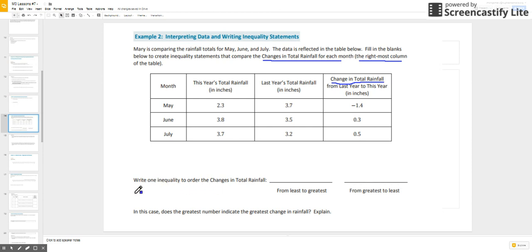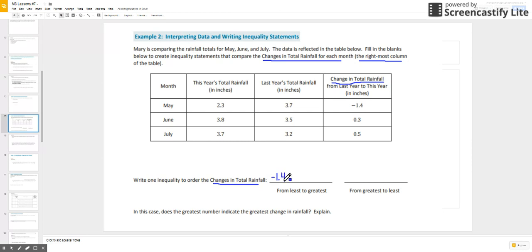Write one inequality to order the change in total rainfall. First, they want it from least to greatest. Remember, we're just looking at this column here. We're not worried about the rest of this. It says from least to greatest. Well, if we look at this, remember the negative number is always the smallest, negative 1.4.